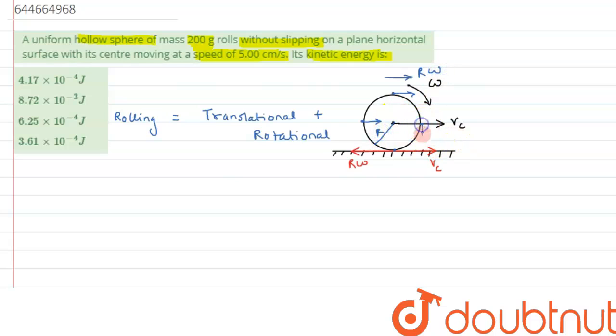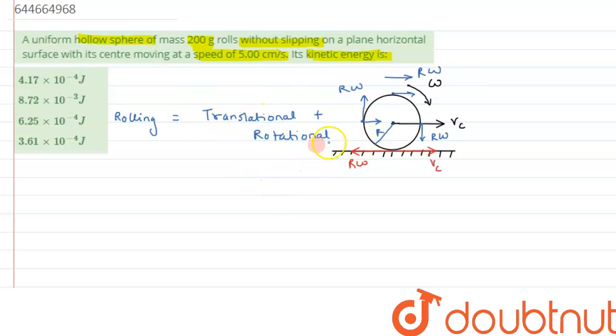At this point, which we have marked with red color, it would be directed downward, moving in the backward direction. At this point the tangential velocity would be in the upward direction. So at every point there are two speeds acting: one is due to translation, one is due to rotation. r omega is due to rotation, and vc which we have written over here is due to translational motion.